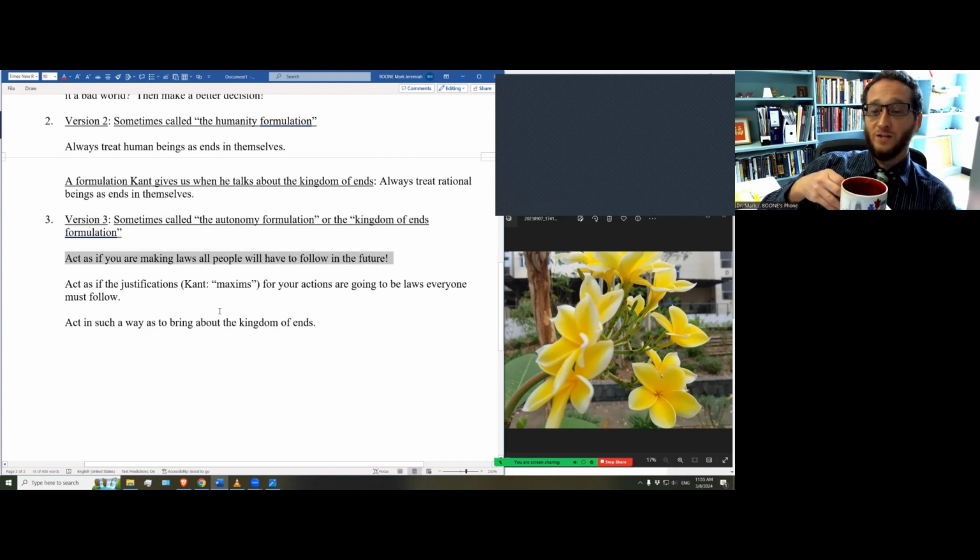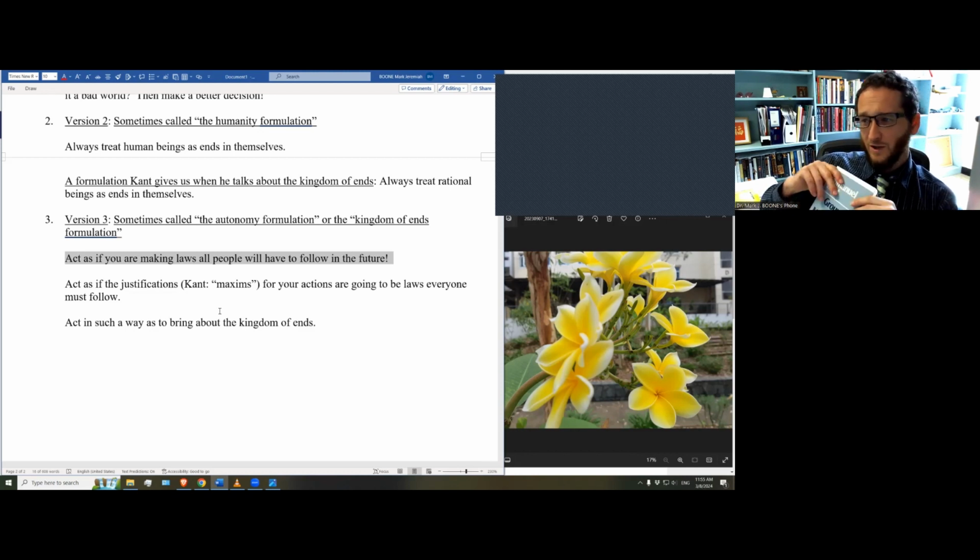Act as if you are making laws all people will have to follow in the future. Or act as if the justifications for your action, maxims, again, are going to be in future laws that everyone must follow. And a closely related description: act in such a way as to bring about the kingdom of ends. And now that I've said something about the kingdom of ends, I'm going to put that off for another time. What is the kingdom of ends?